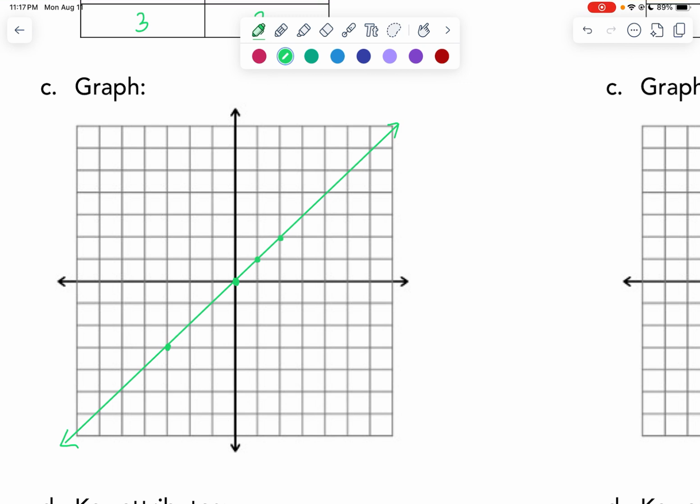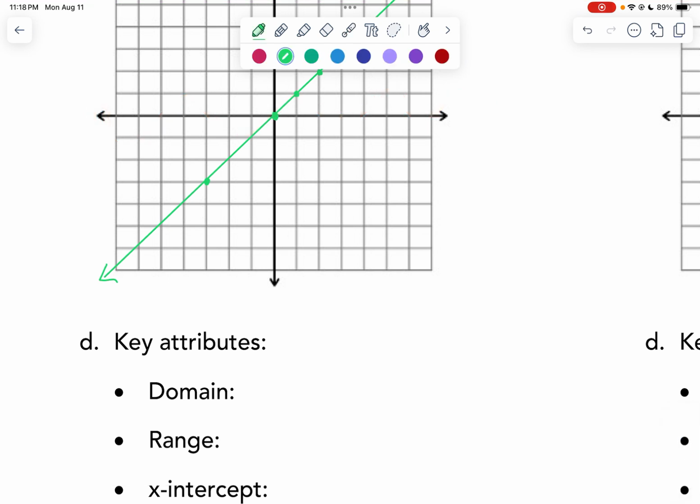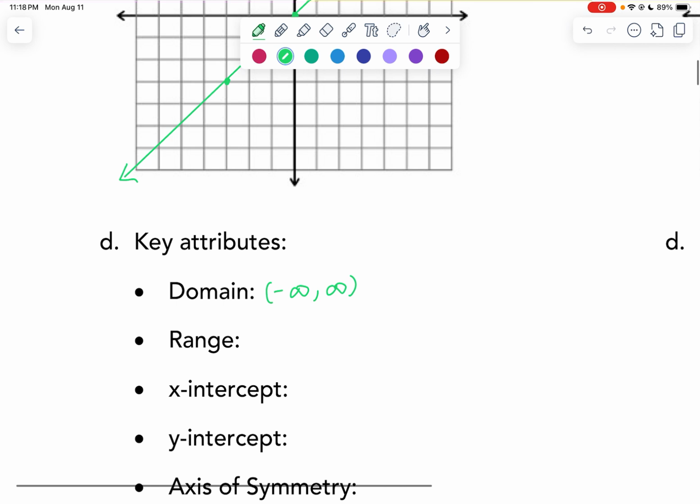Now, if we get into domain and range, remember that your domain is your list of all your x values, and these arrows mean that it keeps going. So that would be all real numbers, or as we're going to write it, -infinity to infinity. Our range would go from bottom to top. It would be all of your y values. And because x can be anything, well, y could be anything.